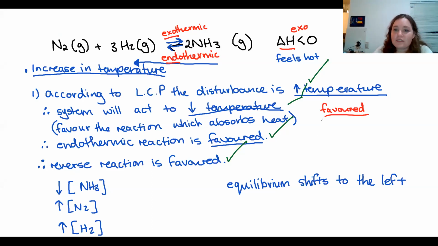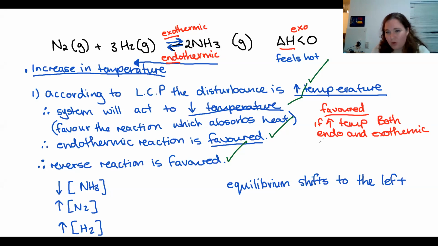If there's an increase in temperature, the rule here is that both the endothermic and exothermic reaction rates will increase. Up arrow means increase, but what's going to happen is that in this case, the endothermic increases by more.